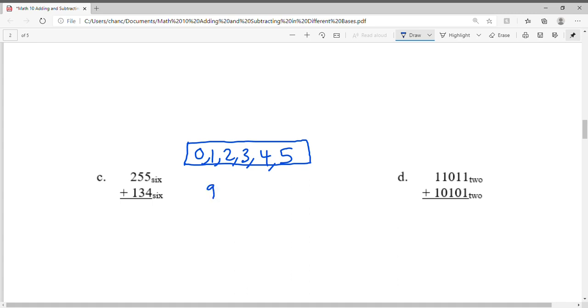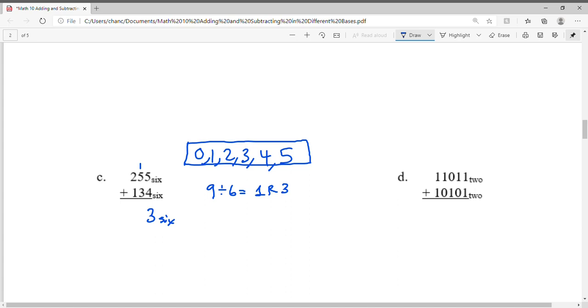Well, 9 does not exist, so let's convert 9 to base 6. Divide that by 6, I get 1 with a remainder of 3. That means we have 3 ones, and then I'll carry 1 six over.